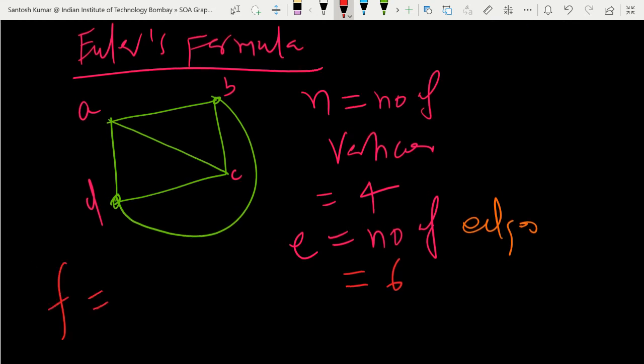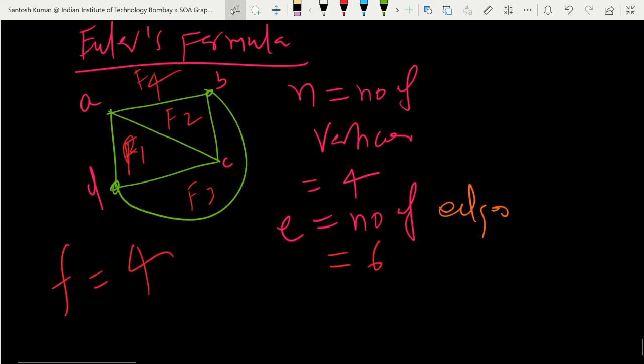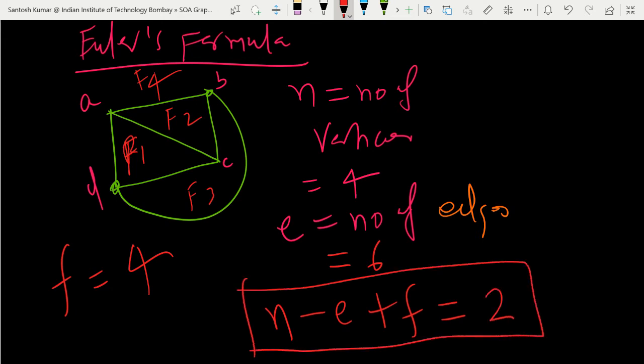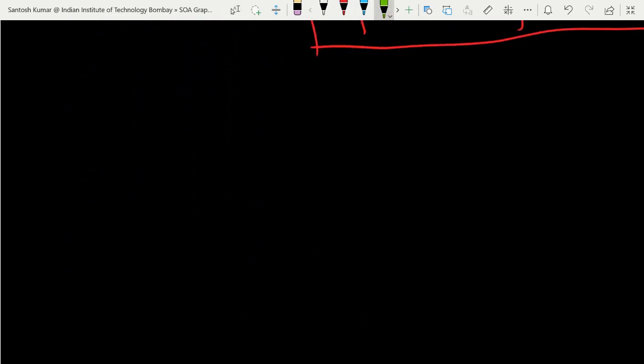And then I will use F for the number of faces or regions. You can write F1, F2, F3, and the outside is F4. So how many regions do you see? 4. So we have 4 regions. Now you see the relation N minus E plus F equals 2. So is it a coincidence, or will this always give you 2? You can make some other graph.